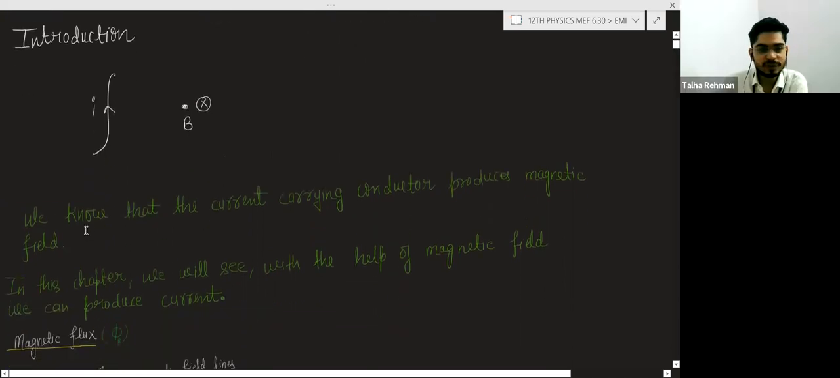So I have told you this introduction. We know that the current carrying conductor produces a magnetic field. In the last chapter, I have discussed this. In this chapter, we will see that with the help of a magnetic field, we can produce current.